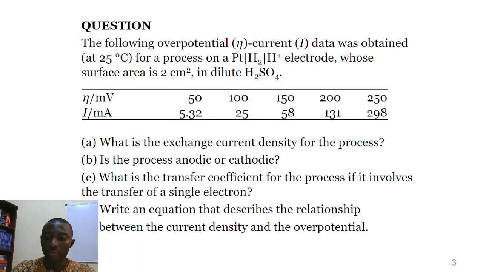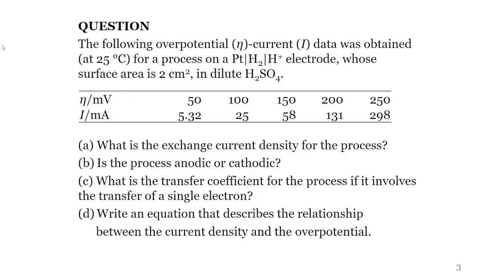Here is the question. It says the following potential current data was obtained at 25 degrees C for a process on a platinum electrode whose surface area is 2 centimeters squared in dilute sulfuric acid. Here are the overpotential values. And here are the various current values.